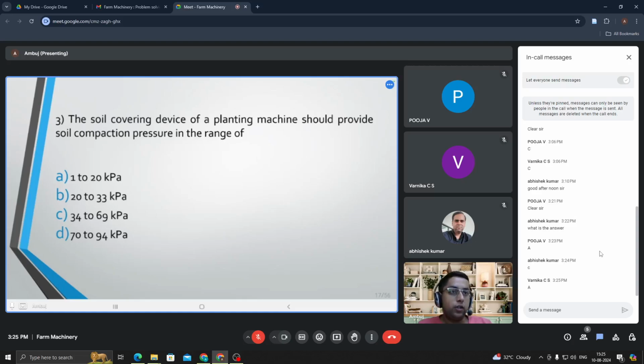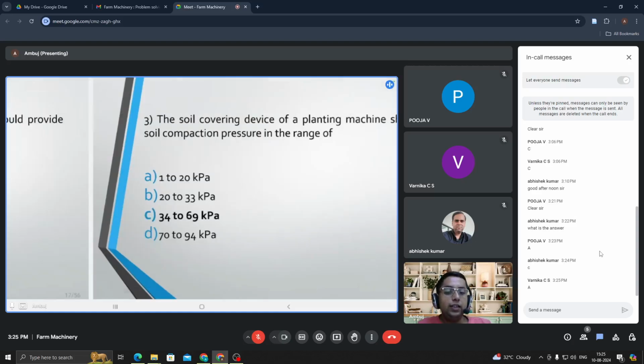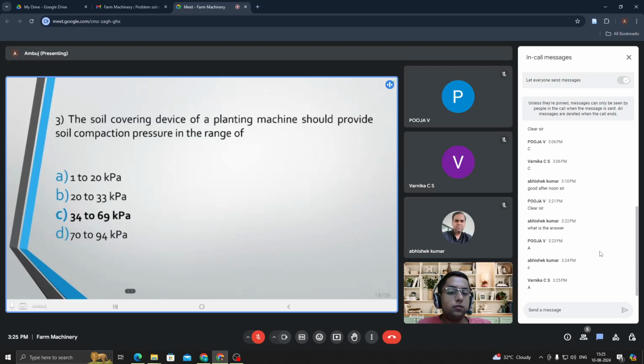See, the correct soil covering, soil compaction pressure of a planting machine. You must be knowing the difference between a seed drill and a planter. In the case of a seed drill, the seed to seed distance is not maintained, but the row to row distance is maintained. But in case of a planter, both the seed to seed distance as well as the row to row distance is maintained. This is the basic difference between a seed drill and a planter.